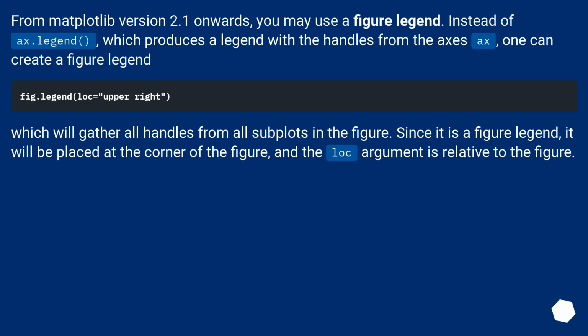From matplotlib version 2.1 onwards, you may use a figure legend. Instead of ax.legend, which produces a legend with the handles from the axis ax, one can create a figure legend, which will gather all handles from all subplots in the figure. Since it is a figure legend, it will be placed at the corner of the figure, and the loc argument is relative to the figure.